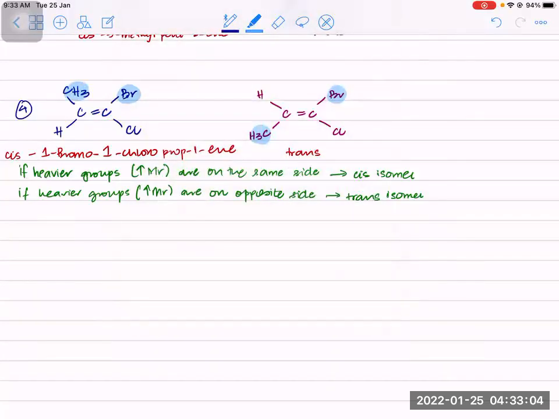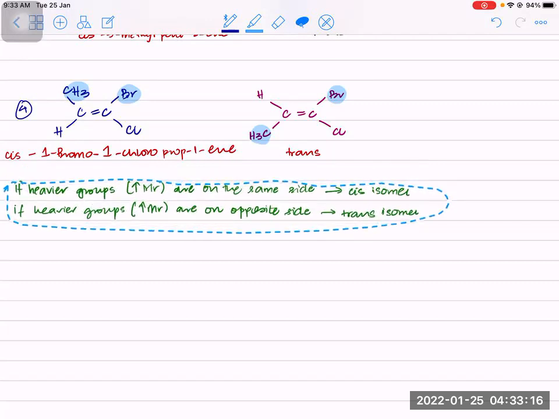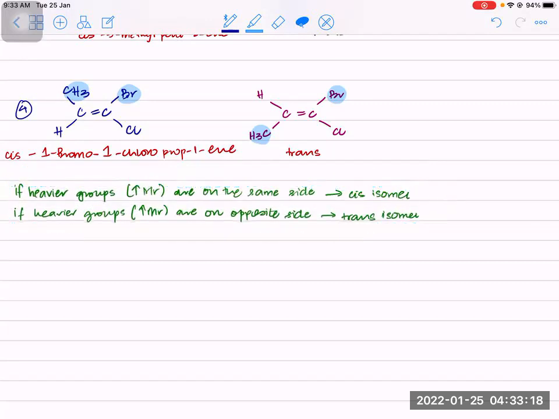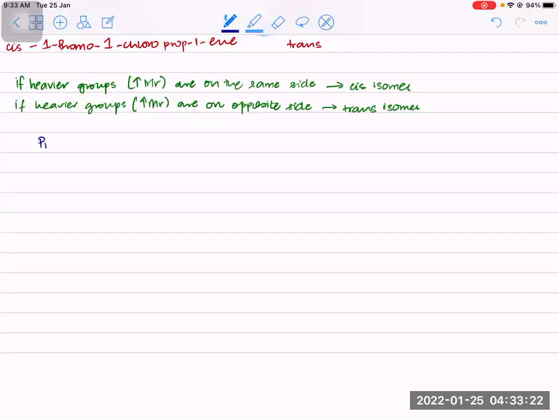All right. Now, let's see the properties of these. That will be the trans 1 bromo, 1 chloro, prop 1 ene. Clear? Now, let's see the properties of these isomers, the properties of cis-trans isomers, the properties of geometric isomers.